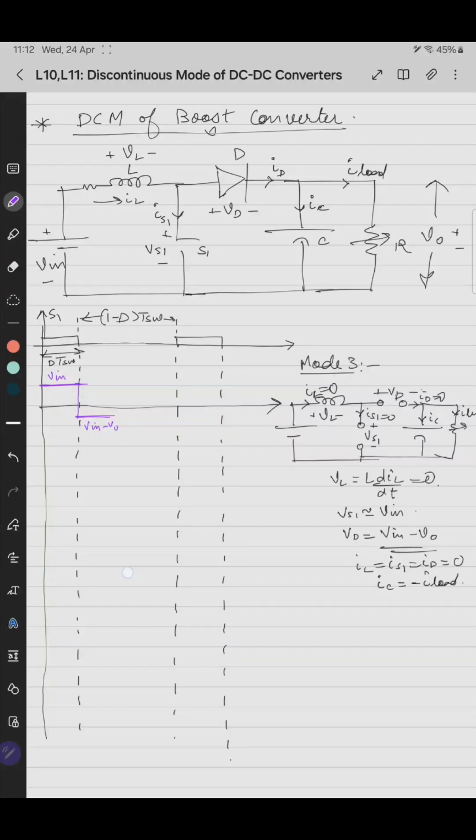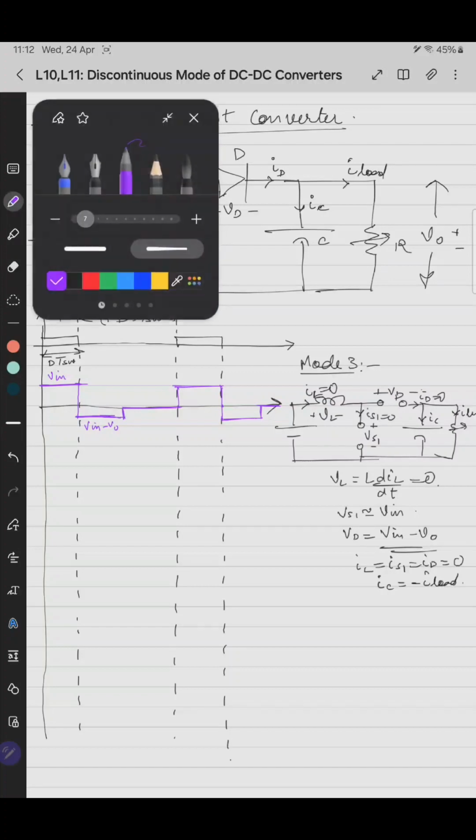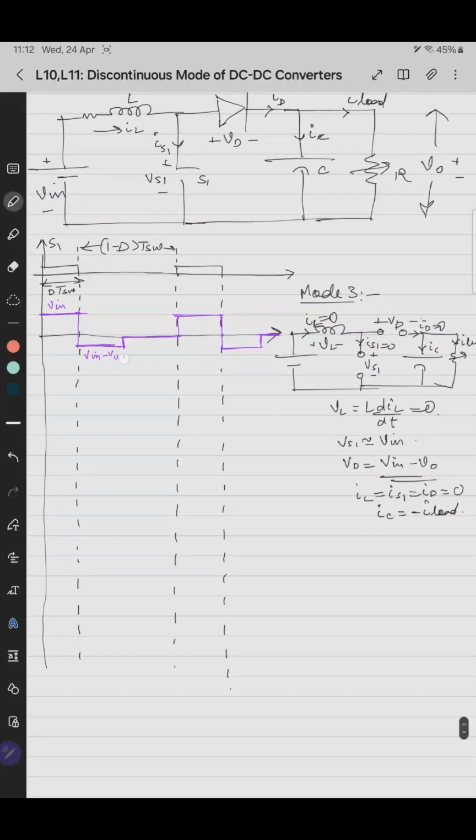And then there is a third state where the voltage across the inductor is 0. This third state is between these states. Again it is V in minus V naught, and again 0. So this is the point where we get the discontinuity. It's in the off time only.